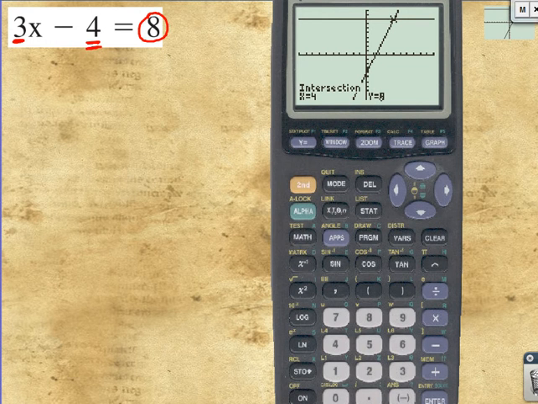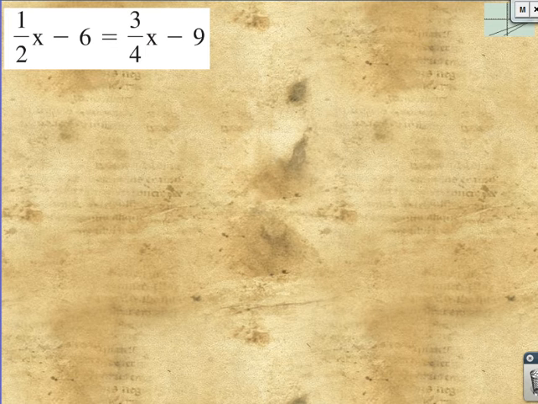Now, what is the 8? Y equals 8. If you plugged in 4 on each side, 12 minus 4, you get 8 equals 8. That's what you would get if you did plug it in. That's too small. Again, we got 2 lines. 1/2 x minus 6 and 3/4 x minus 9.